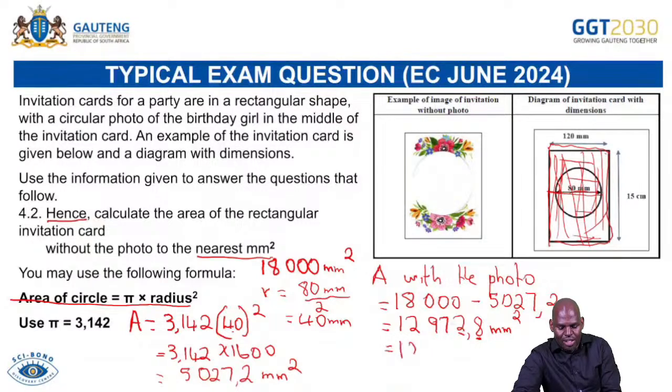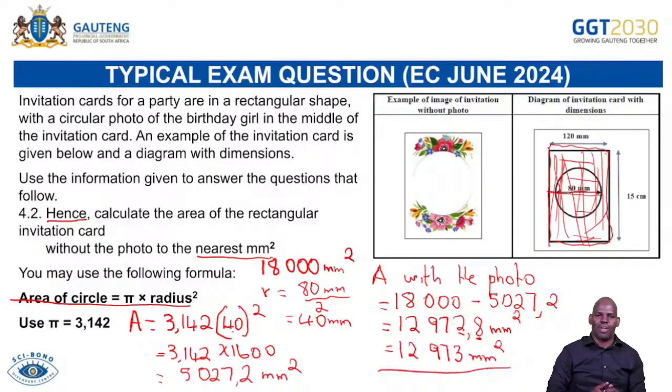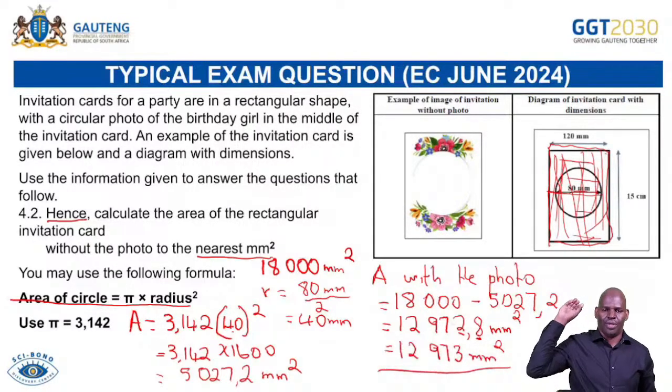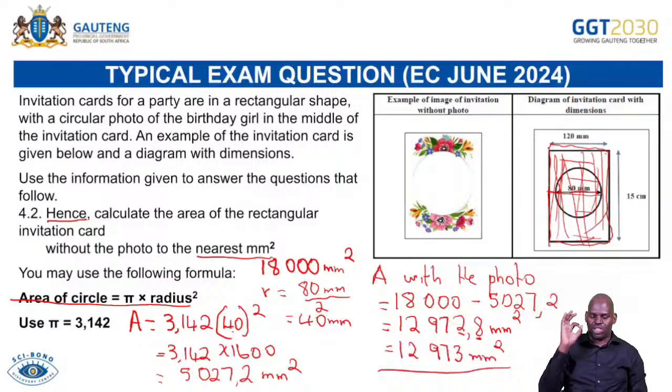So in the end, the answer is 12,973 millimeters squared. Very, very important. There is a mark specifically for rounding in this case. So if you don't round off correctly, you're going to lose the mark for that rounding.